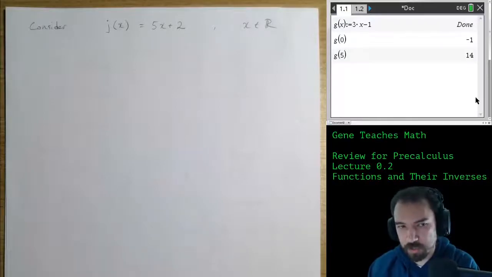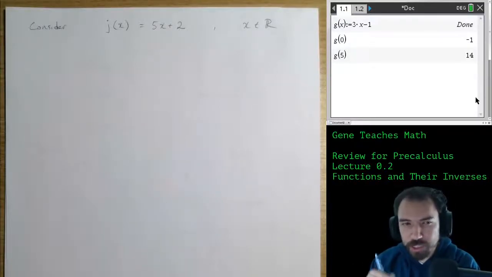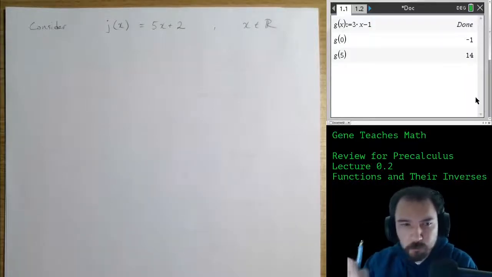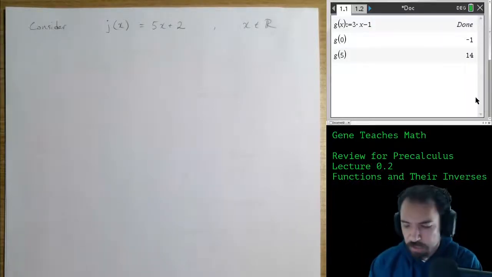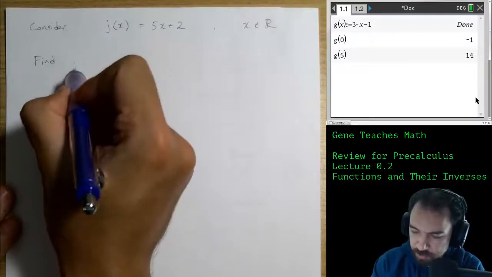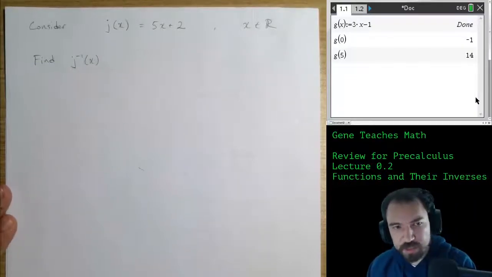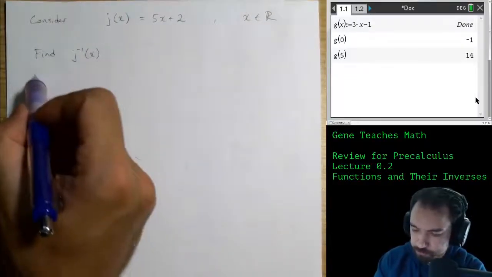So now we can ask a really cool question. Can we generalize the idea of using the inverse of a function and then writing a function rule for the inverse of a function? So the command that would show up, perhaps in a lesson, would be: find j inverse of x.